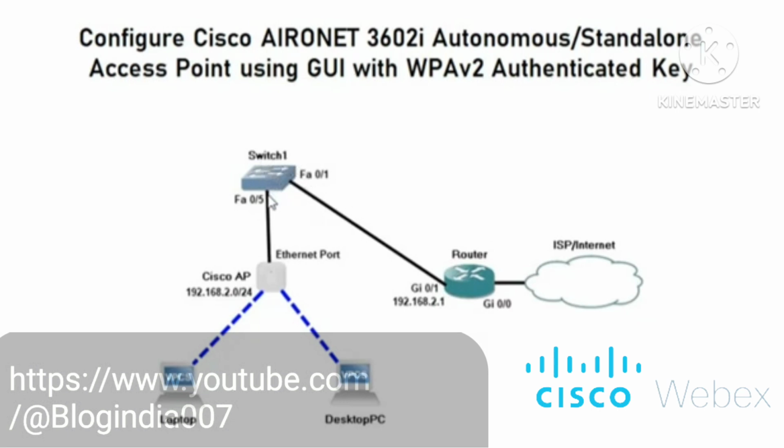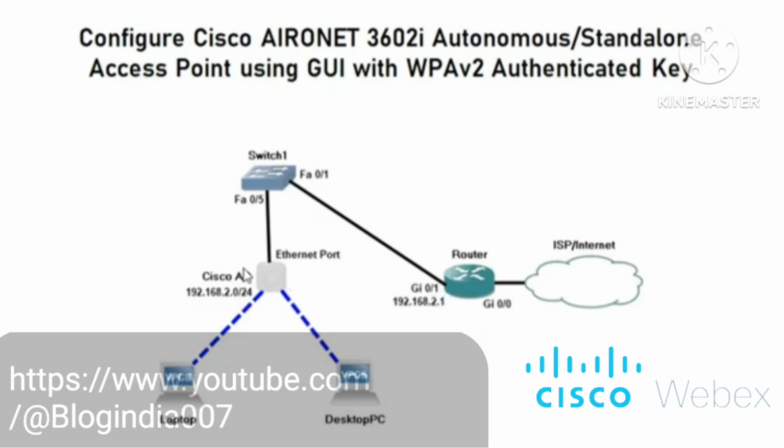And the Cisco access point is connected to the fast Ethernet 0/5 port of the switch, and the other end is connected to the Ethernet port of the Cisco access point. Actually the Cisco access point is getting its IP from the DHCP pool which was created in the Cisco router. That's why I wrote here 192.168.2.0/24, where the default gateway is the default gateway of the Cisco router. So for this Cisco access point, the default gateway would be 192.168.2.1, the default gateway of the Cisco router.